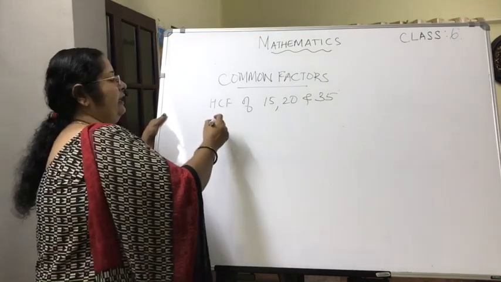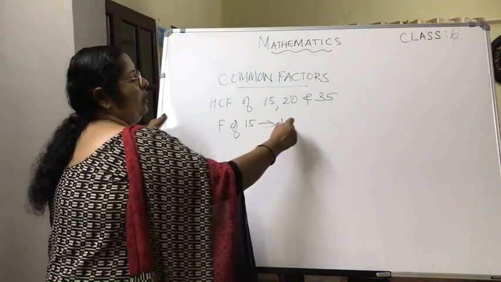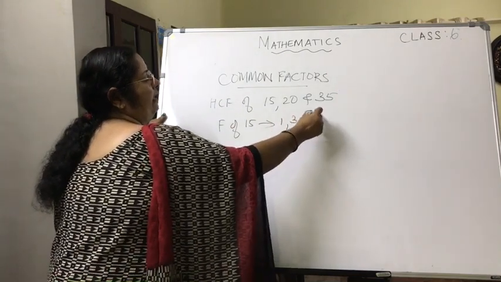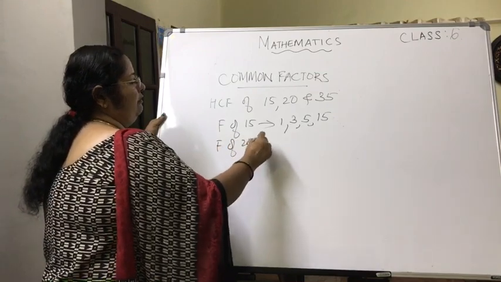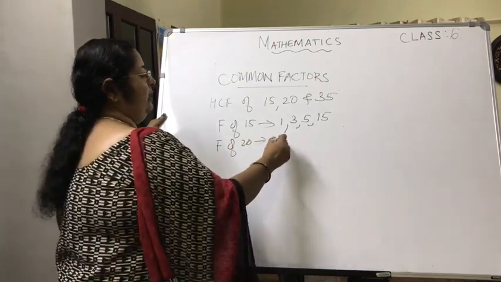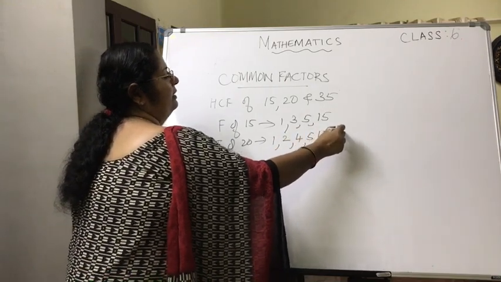So first what will you find? Find the factors of 15. What are the factors of 15? 1, 3, 5 and 15. Next find the factors of 20. What are the factors of 20? 1, 2, 4, 5, 10, 20.